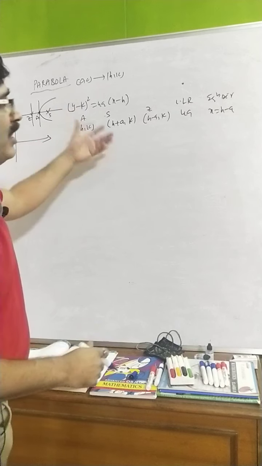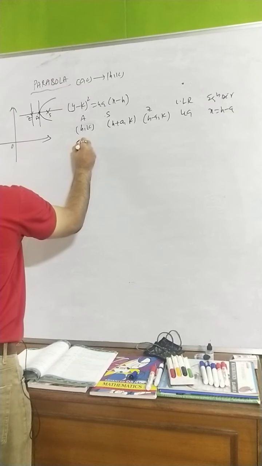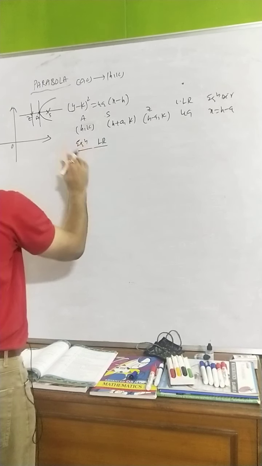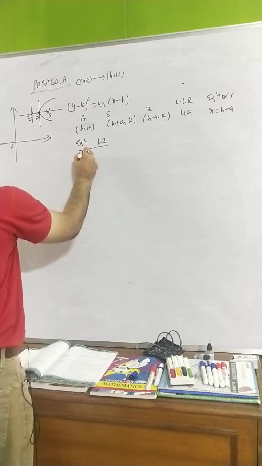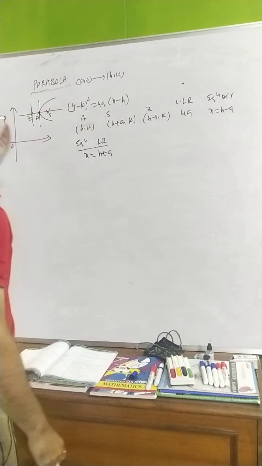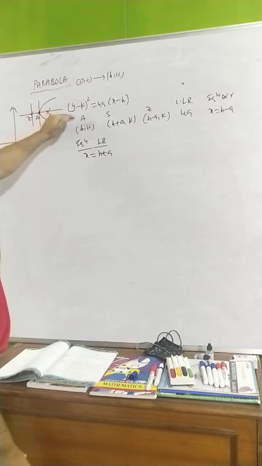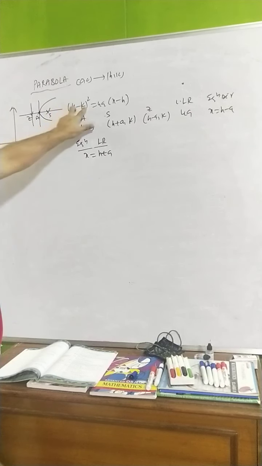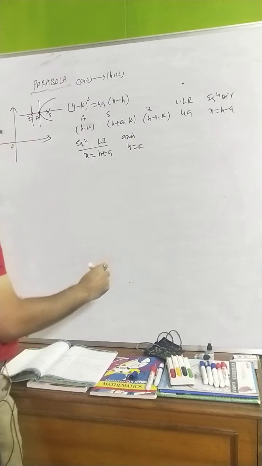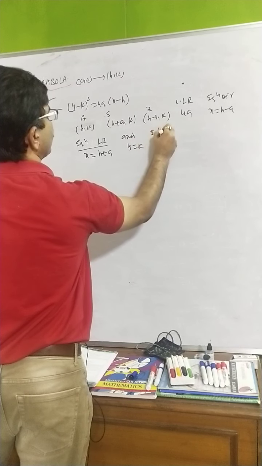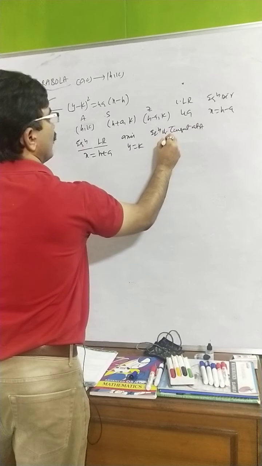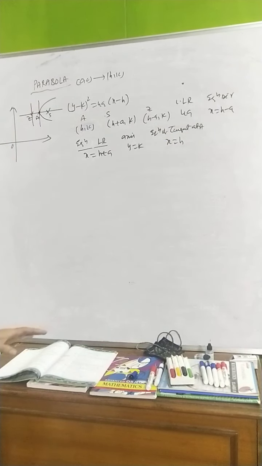In the same way, the equation of latus rectum is x is equal to h plus a. Six points I am focusing on. Axis, you know very well, is y is equal to k. Now the equation of tangent: the tangent at A is x is equal to h.